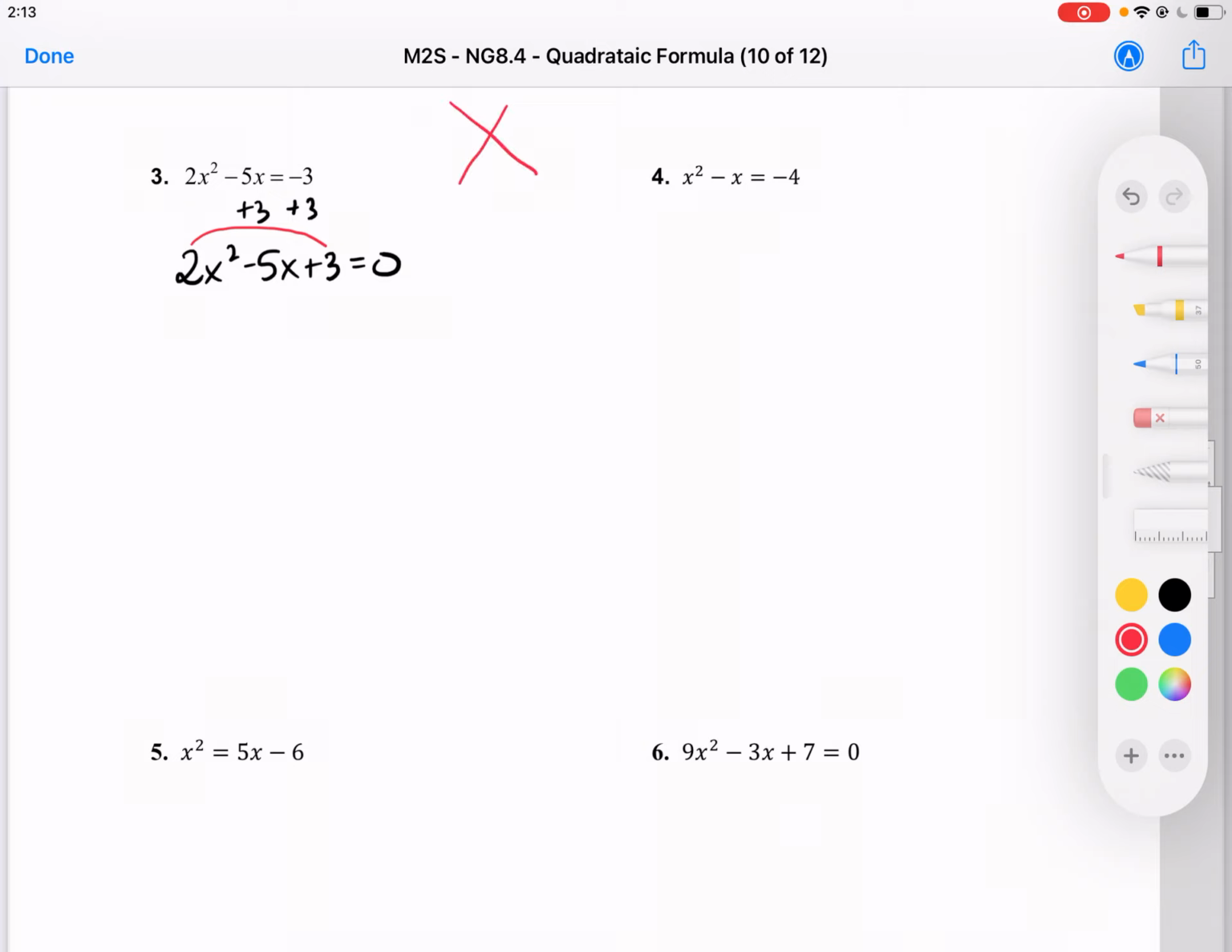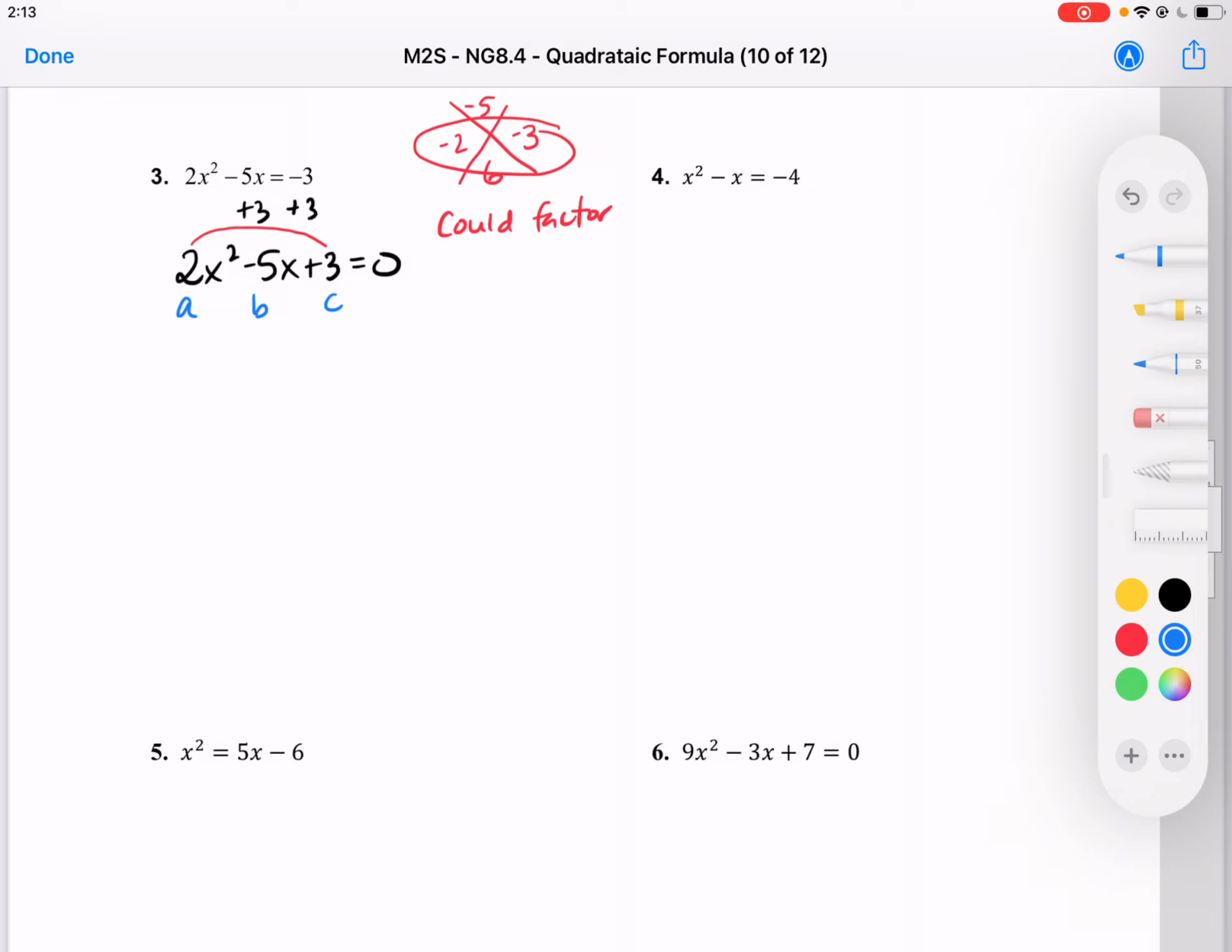So 2 times 3 is 6, and then we put the negative 5 on top. The factors of 6 that add up to negative 5 are negative 2 and negative 3, which means we could factor, but I'm going to go ahead and show you how the quadratic formula will still work even if you forget to do that step. It just makes it go faster if you factor it usually.